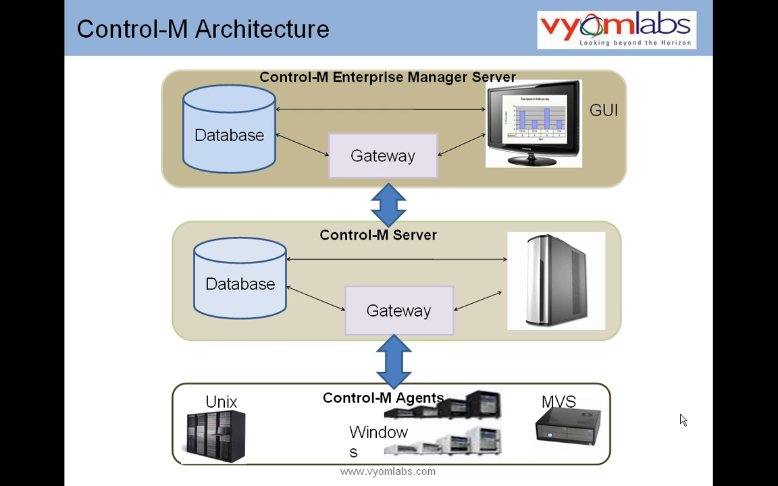Control-M agents. Control-M agents are deployed on the end nodes on which the jobs are to be executed. It can be Unix boxes, Windows, or mainframes. The Control-M agent, on behalf of the Control-M server, executes the job on the end nodes and provides the status of job execution to the Control-M server, thus facilitating online monitoring of production jobs.